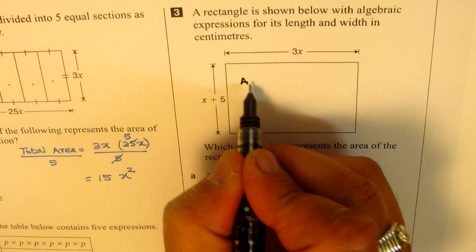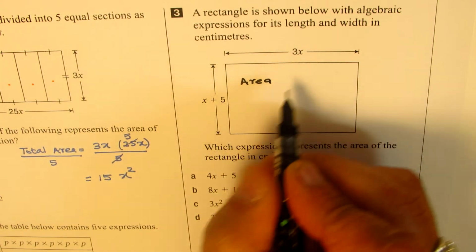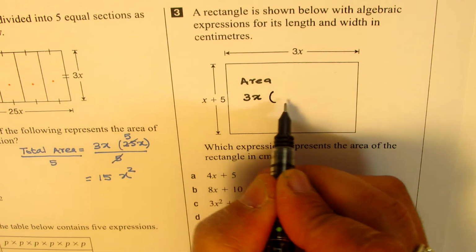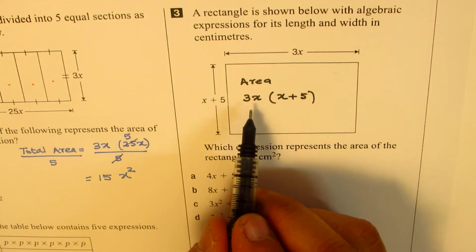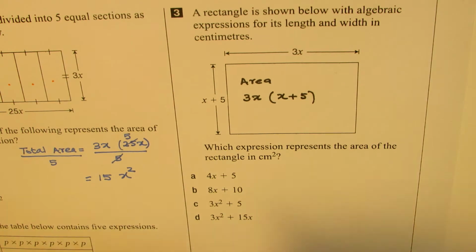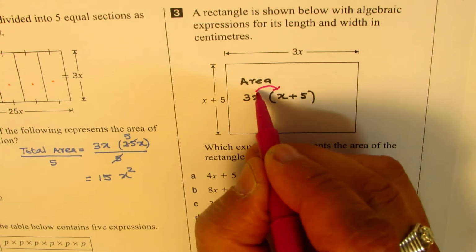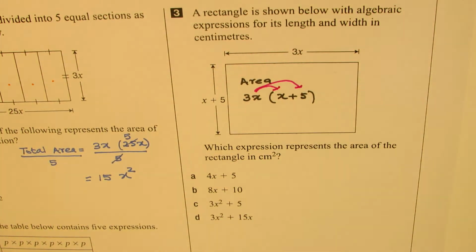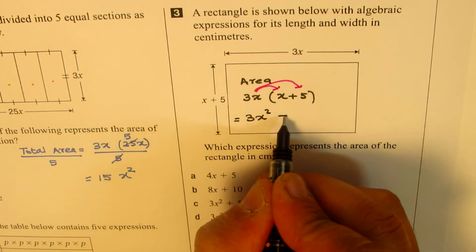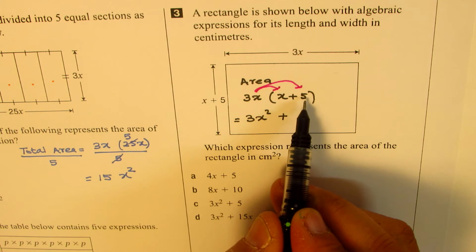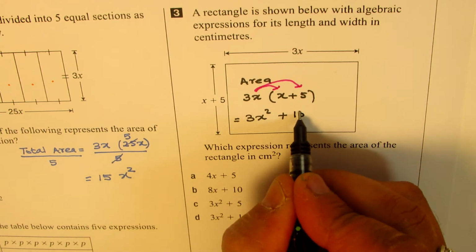So area basically will be what? Area will be 3x times x plus 5. So we just need to multiply this. So it is applying the distributive property. When you multiply 3x with x, you get 3 times x squared. And when you multiply 3x with 5, you get 15x.